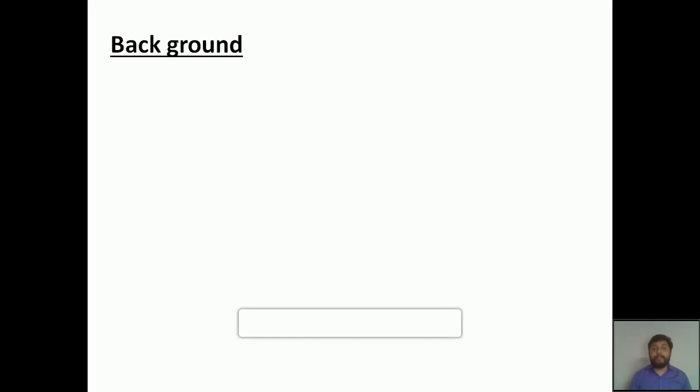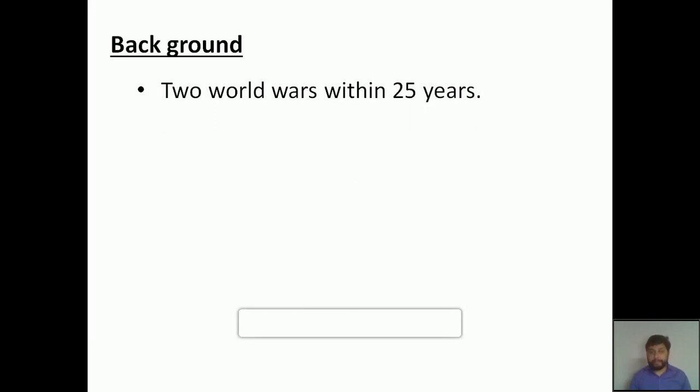So before we move to the chapter, let's have a general idea about why United Nations was formed or how it happened. What were the different reasons? There were two world wars within 25 years. We have already studied about the First and Second World Wars. And the entire world witnessed the consequences, the destructions and the different impacts of the two different world wars. All the nations faced in one way or another its consequences.